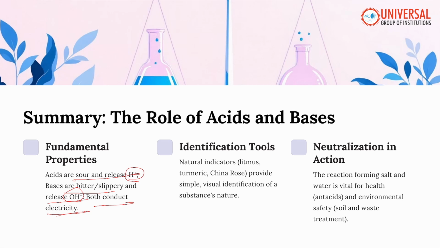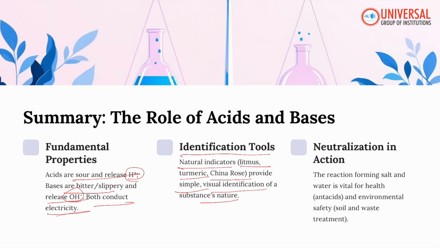Second, indicators. Indicators help us to identify whether a substance is acidic or basic. The natural indicators are litmus, turmeric and China rose, also known as hibiscus, which help us understand whether a substance is an acid or a base through simple visual identification of the substance's nature.